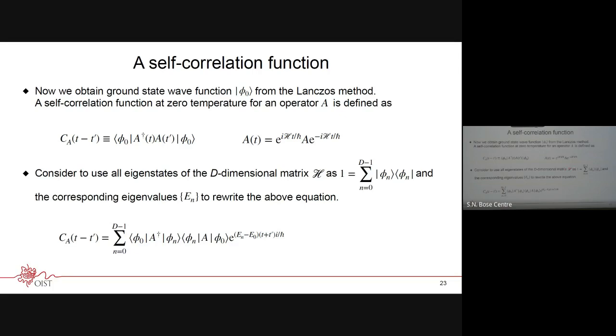So we can insert this equation between the A dagger and A here. And now the Hamiltonian matrix is diagonal against these eigenstates phi n. So we can rewrite this equation like this. You can get exponential of i times En minus E0 times t plus t prime, and the parentheses both have the same time, over h bar. And this is the time evolution of the quantum state wave function.